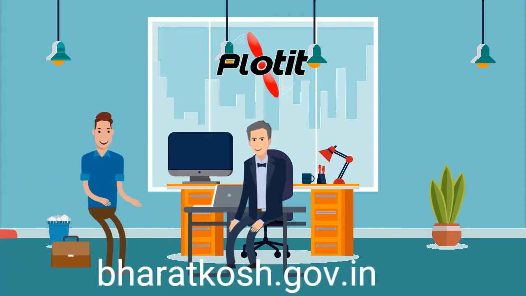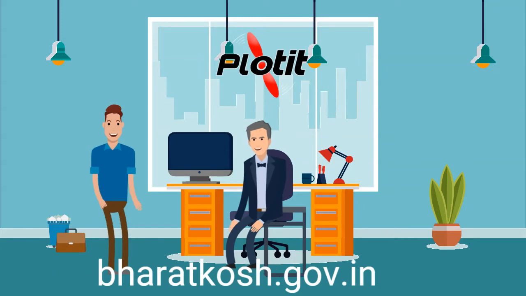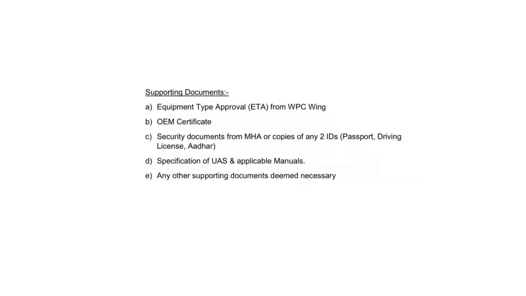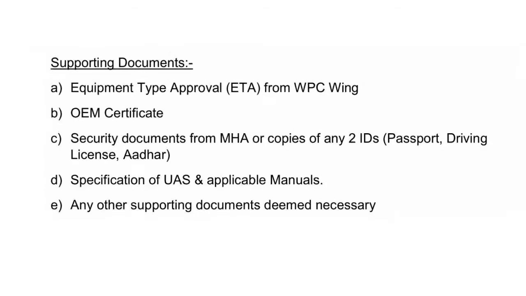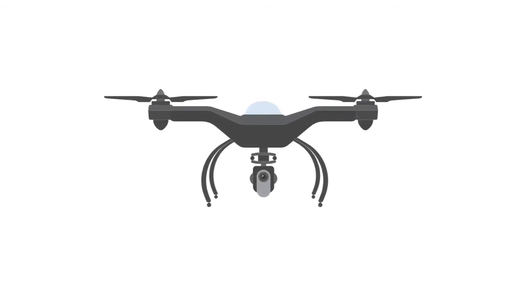bharatkosh.gov.in. Some of the documents that you need are the ETA from the WPC Wing, that is equipment type approval, an OEM certificate, and some other details of your aircraft need to be supplied on the website. And once you submit it, the officer will approve it. If he is going to reject it, he will provide you with the reason. Once your officer approves the documents, he will issue a UIN number to you.